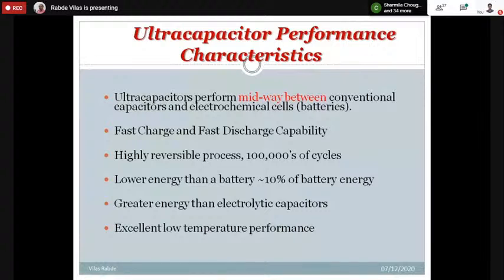Ultracapacitors perform midway between capacitors and electrochemical cells, that is, batteries. So they are neither battery nor capacitors; they work in between for energy storage applications. Fast charge and fast discharge is the capability of the supercapacitor. Unlike a battery, you cannot charge so fast and discharge so fast as per the need of the application. Highly reversible process and more than 100,000 cycles.